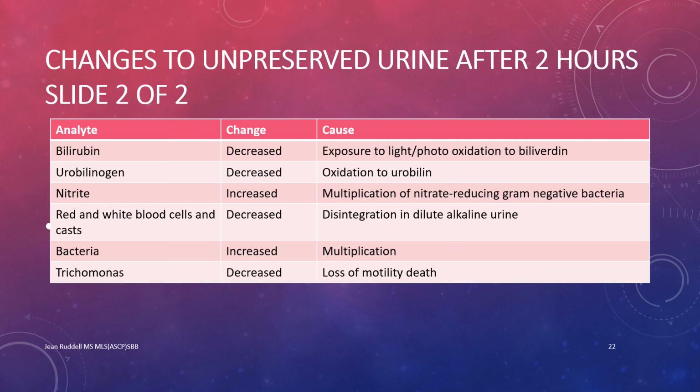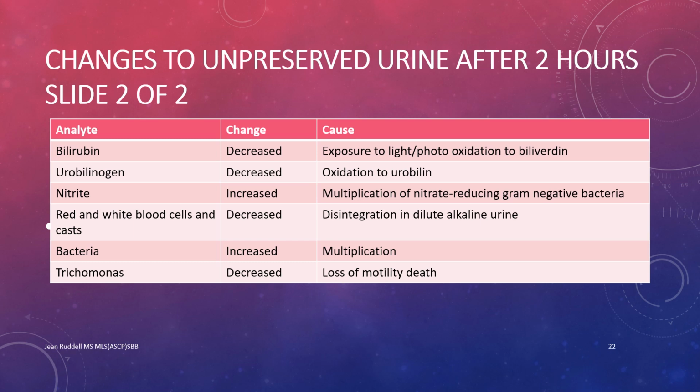Changes to unpreserved urine after 2 hours, slide 2 of 2. This slide shows additional changes to unpreserved urine samples at room temperature. If bilirubin is present, it will decrease due to exposure to light or photooxidation to biliverdin. Urobilinogen will decrease due to oxidation to urobilin.